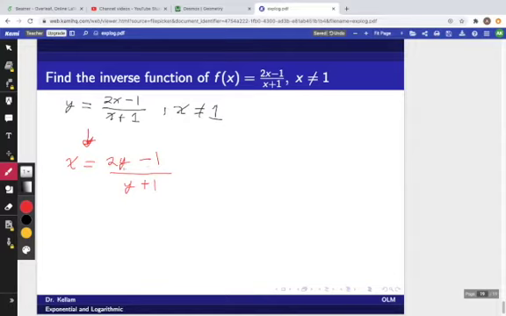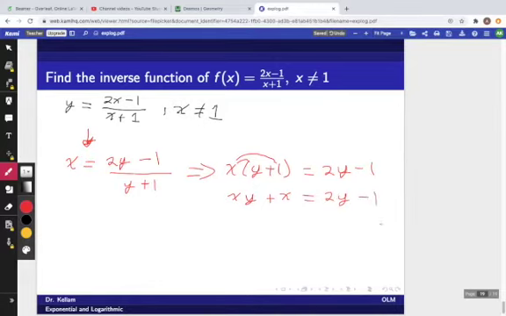We want to get y by itself. We want to solve for y. So the first thing that I'm going to do is multiply both sides by y plus 1, and that's going to give me x parentheses y plus 1 equals 2y minus 1. And I'm going to also go ahead and distribute this x to give me xy plus x equals 2y minus 1.